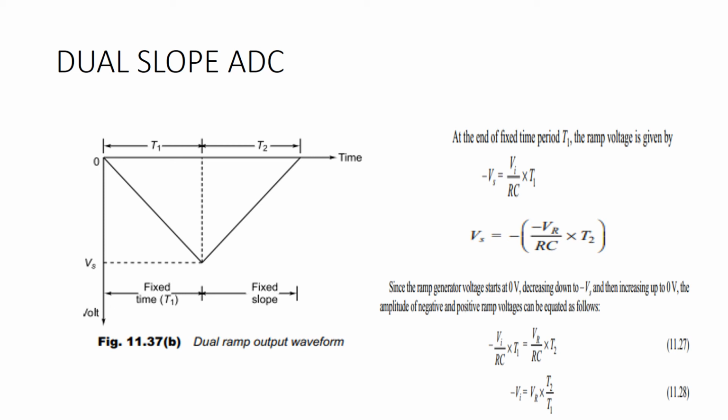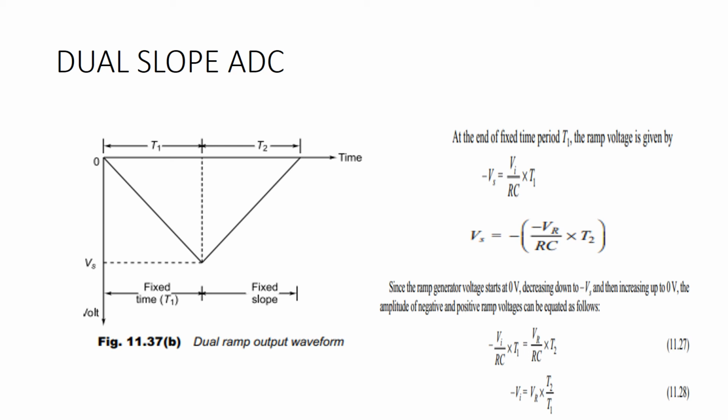Now the ramp generator begins at minus Vs and increases upward until it reaches 0 volt. During this time, the counter gets advanced. When Vs reaches 0 volt, the comparator output will become 0 and the clock is inhibited from passing through the AND gate. Now the conversion cycle is said to be completed and the positive ramp voltage is given by Vs equal to minus Vr divided by Rc into T2.